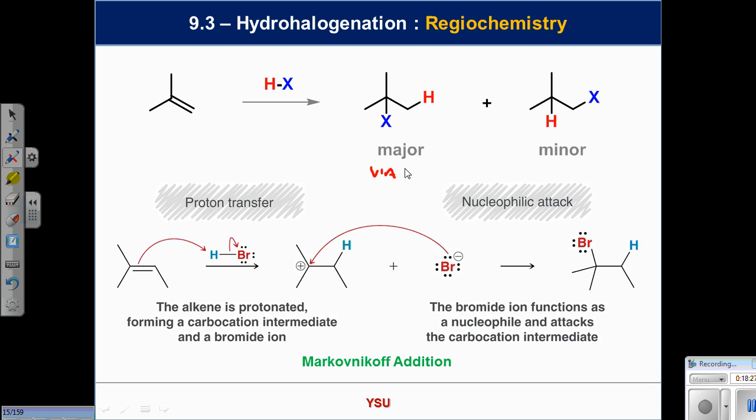So I'm going to write this in. You might put this down yourselves. It's via a tertiary carbocation. This one would be via a primary carbocation.